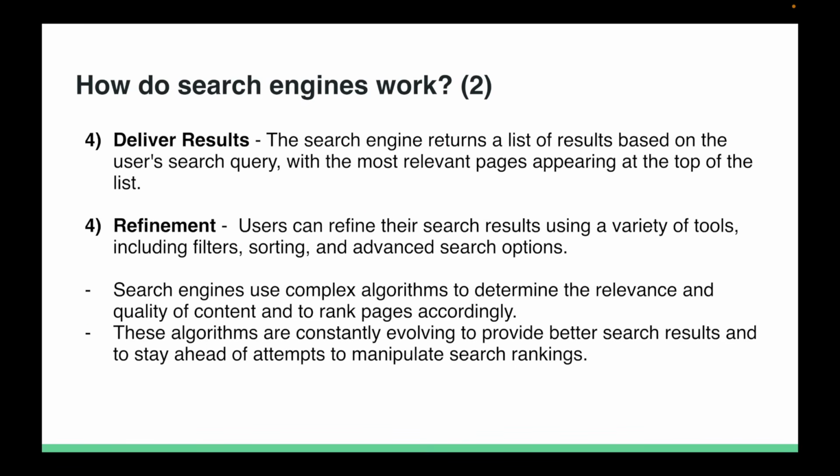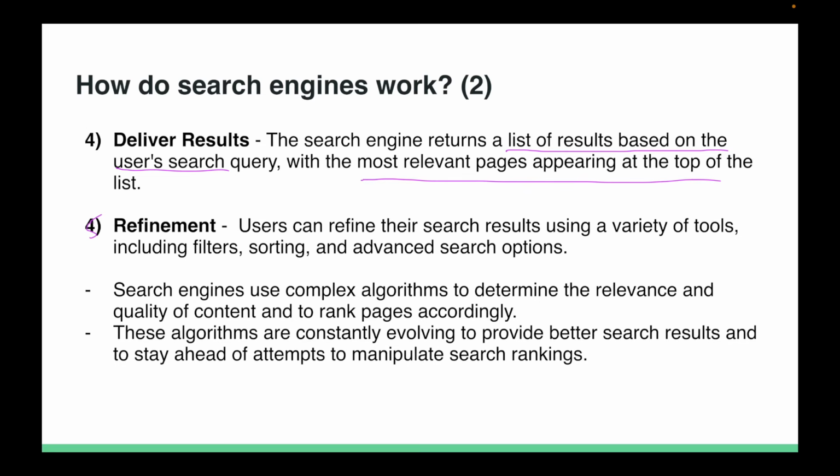Now, once we have actually ranked all of these sites, we return a list of results based on the user's search query, the most relevant pages appearing at the top. And then users can do what they want with those results, filtering them, or going more in depth to find exactly what they want. That's number 5.